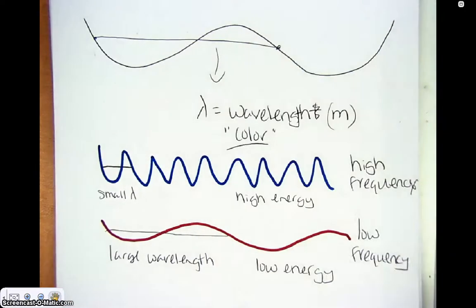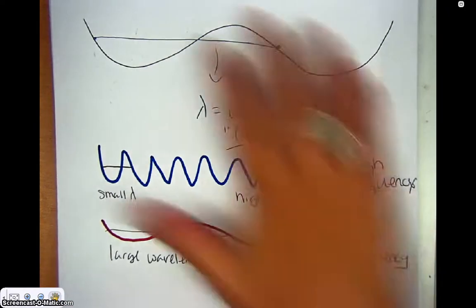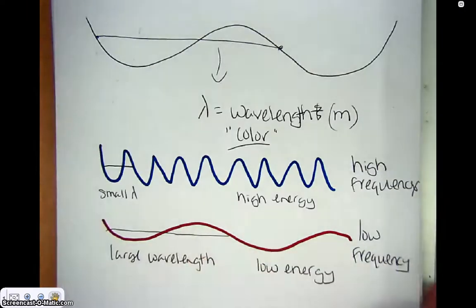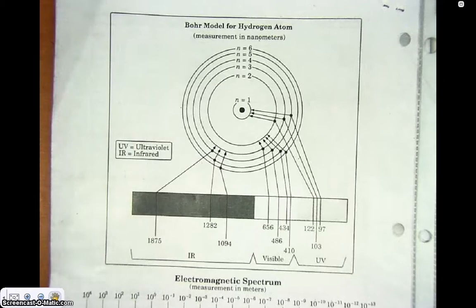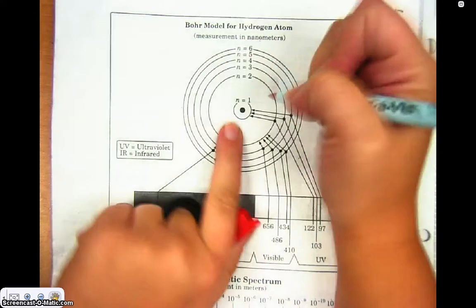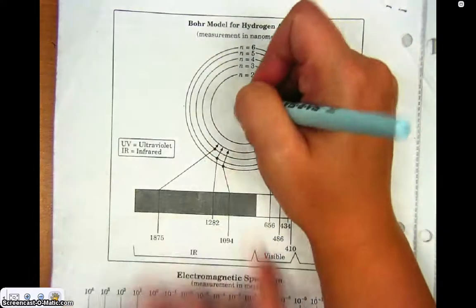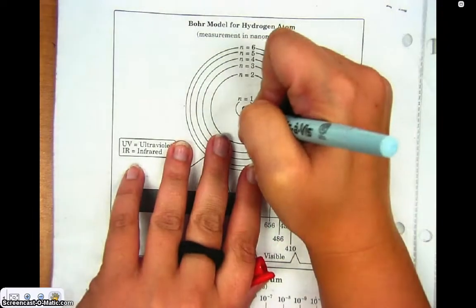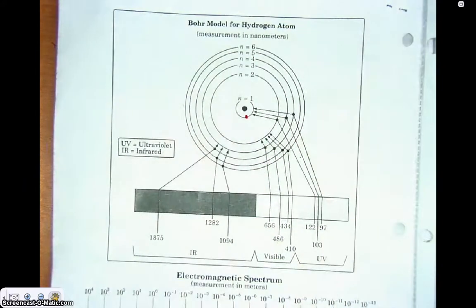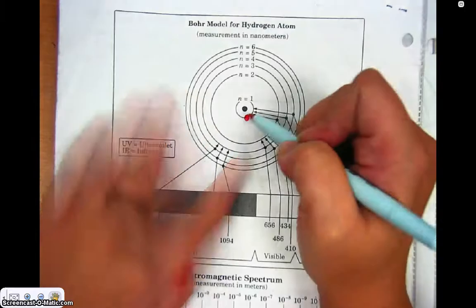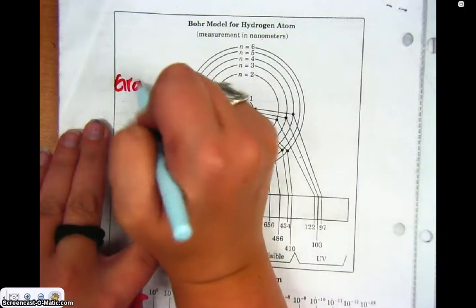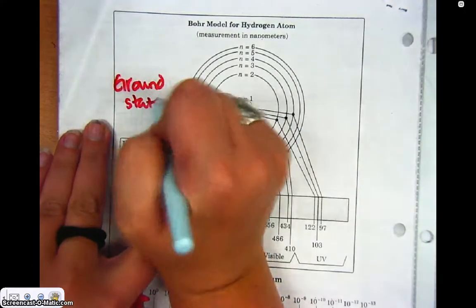Okay? So now let's take just that basic information and let's look at the Bohr's model. So on the back of your reference table, we have the Bohr's model for hydrogen. Now, we know hydrogen is number one on the periodic table, so it really only has one electron, and that electron should be in the first shell, and that's what that N means. This is the first shell where the electron typically exists when it's in what we call the ground state. So if the electron's right here, that represents the ground state.